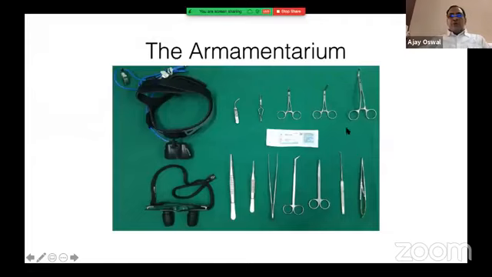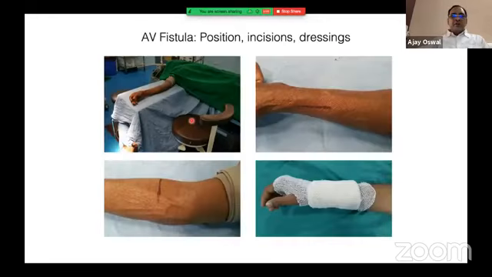So, in order to do AV fistula, you should have an excellent armamentarium. We should have a good vascular set, and I cannot overemphasize the importance of magnification and illumination. These go a long way in enhancing the success of AV fistula. These are very small points, but critically important. Proper positioning of the patient and exposure of the part. The surgeon should be absolutely comfortable in a sitting position while doing AV fistula.